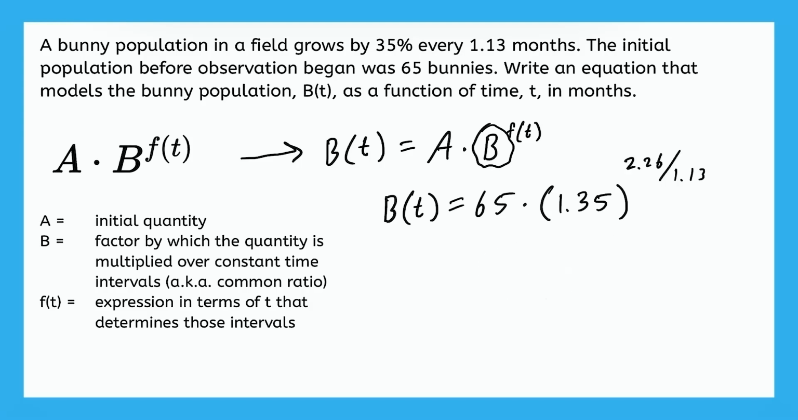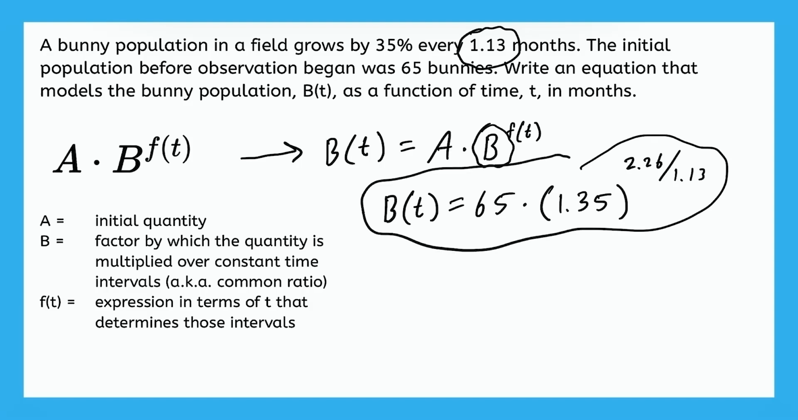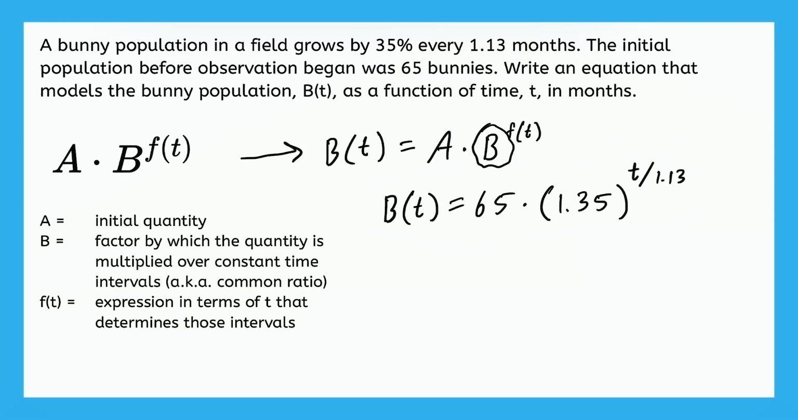And then if you plug in double our original time interval of 1.13 months, we should get yet another increase of 35% in the bunny population, which is in fact the case, and so on and so forth. So the point is that when we use this function to try to predict exactly the situation they described, we see that we do in fact get the values that we should. We get the exact growth rate that we expect when we have t over 1.13 as that exponent.